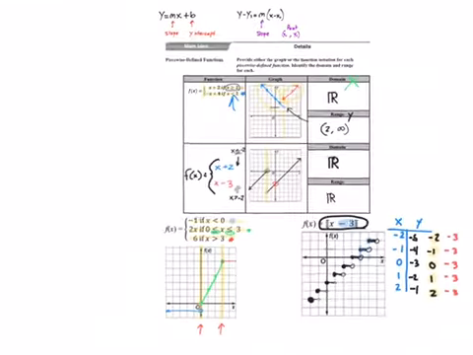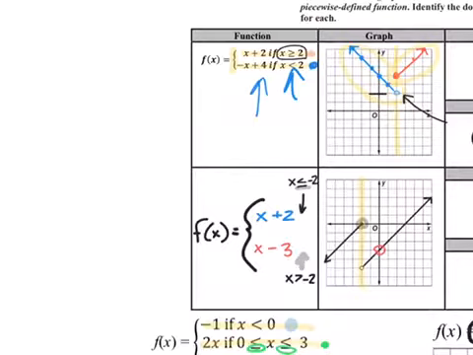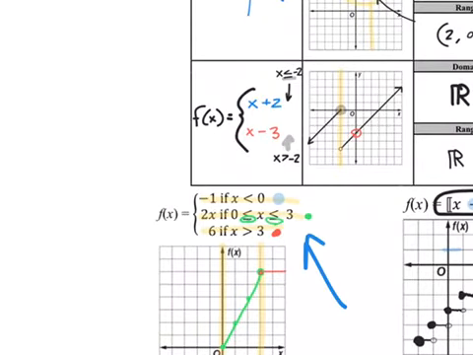Backside to where this was a graph in different pieces. This one had 2 pieces. This one we graphed had 3 pieces.